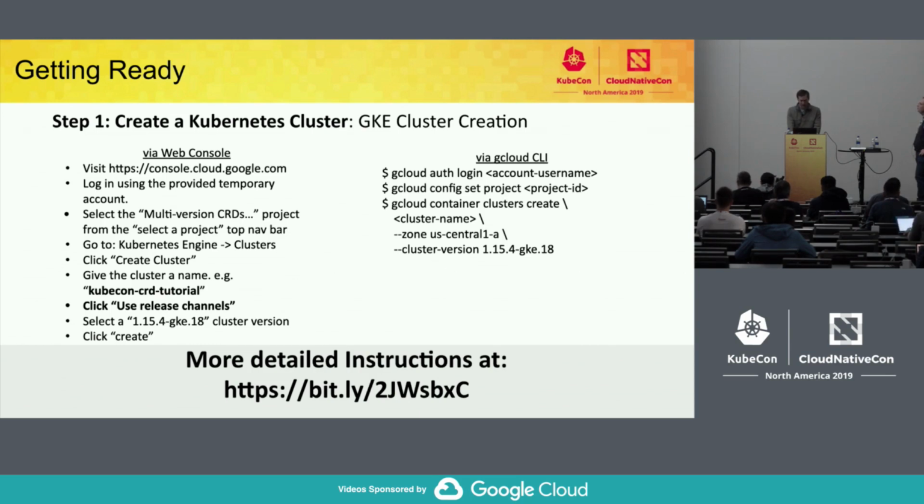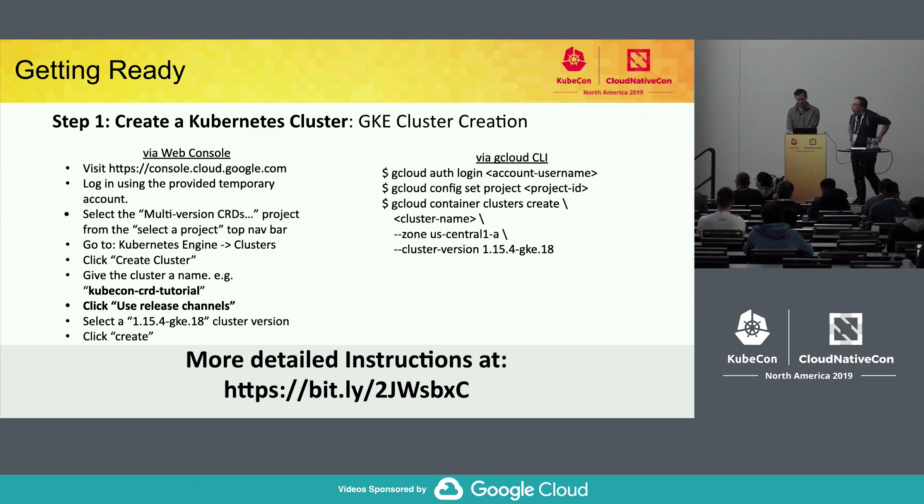But the first thing you're going to do is just navigate to console.cloud.google.com, and you'll be immediately prompted for the username on the temporary account. Once you've logged in and accepted a couple of the terms, you're going to see an option to select a project at the very top of the window. Open that, and there's a pre-existing project called Multiversion CRDs. You just want to select that one. After you've done that, you're going to navigate using the very top left of the navigation. There's a menu. There's like 3 little horizontal bars. Click that.